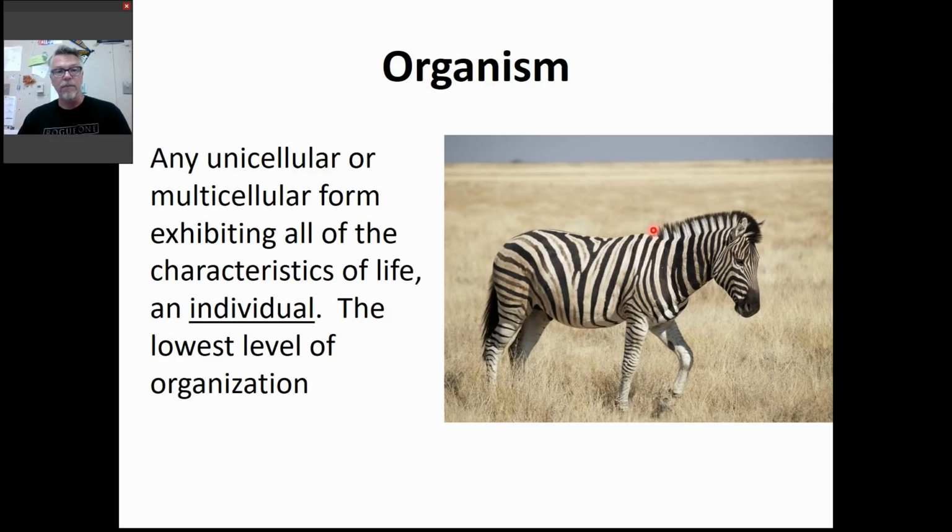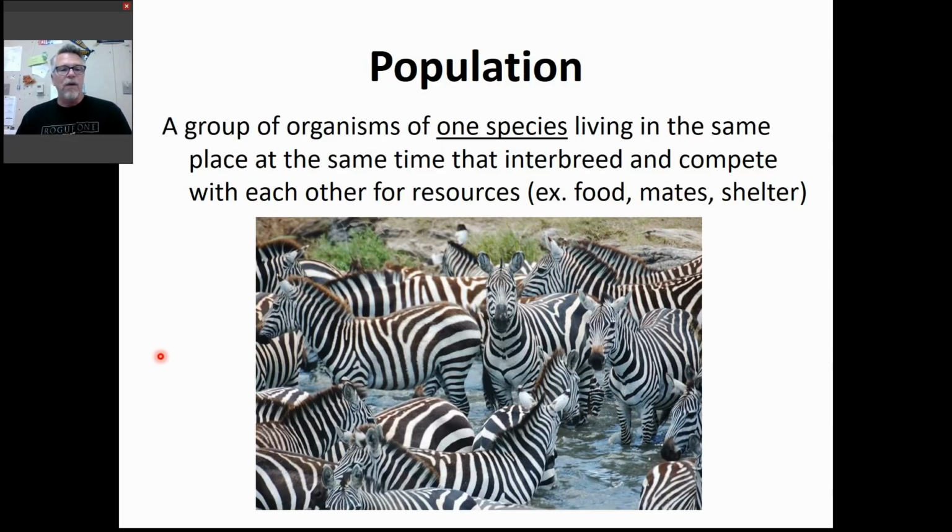You are an organism. Now, if you get a whole collection of given organisms together, you can call it a population. We define a population as a group of organisms of the same species that live together in the same place at the same time. They can interbreed and produce offspring. They compete for resources. These are the characteristics of a population. So let me give you an example. Of course, here's a picture of a population of zebras.